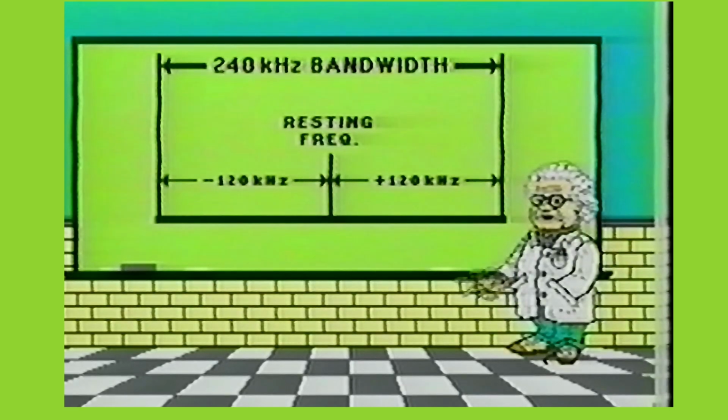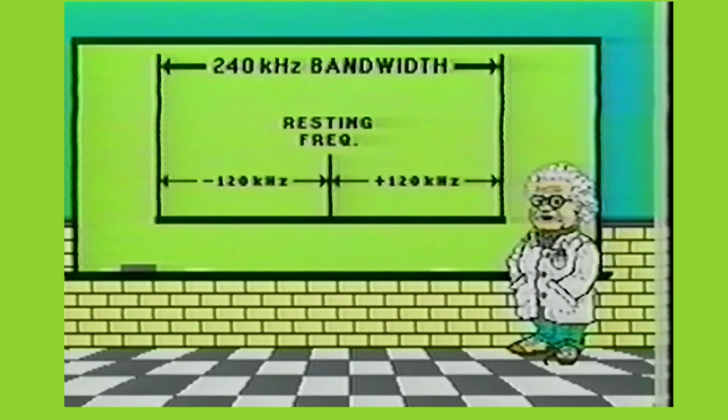The bandwidth, including all sidebands, should not exceed 240 kHz. This allows 120 kHz deviation above and below the center frequency. All sidebands extending beyond the 240 kHz band must be attenuated by 25 decibels.